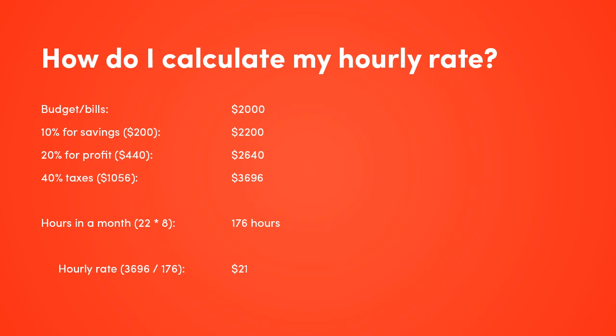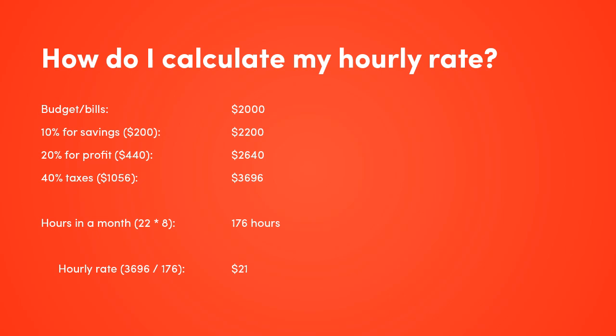$2,640. Add taxes, and in this case I've added 40% taxes. You have to pay taxes to have a business. That's reasonable, and actually in Denmark here it's probably a lot higher than 40%. I think it's more like 50 or 60% taxes you have to pay, so go figure. But with 40% taxes, we are at $3,696 we have to make each month to get by.